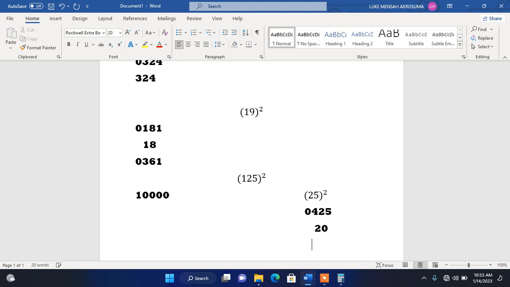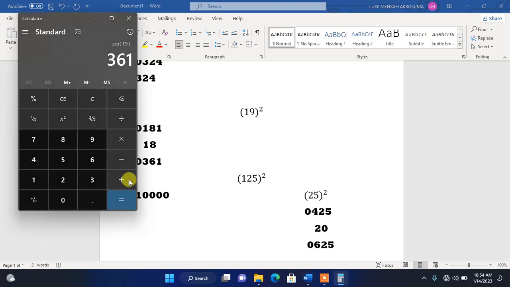You will end up with 625. Confirming it from our calculator, the square of 25, voila, 625 is the answer.